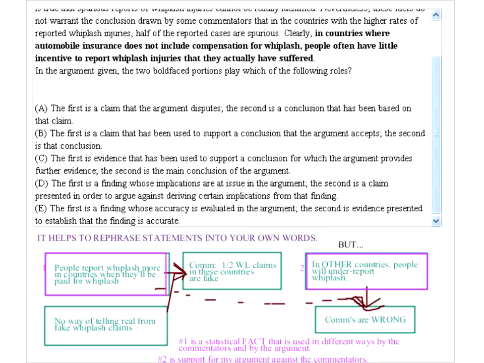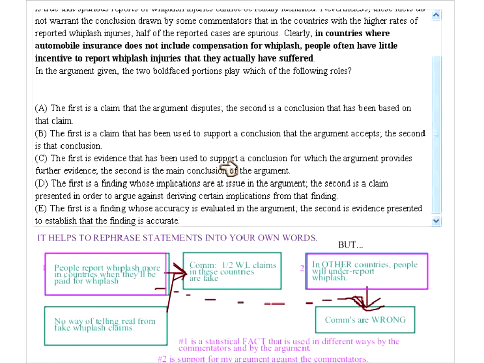So if you go through these choices looking for statements that are similar to these, then, okay, the first is a claim that the argument disputes. It doesn't. I mean, this is taken as fact by me and by the other person. It's a fact that's used by both of us. Claim that's used to support a conclusion that the argument accepts. Well, not really. It's a claim that is mostly used to advance the commentator's claim, which we are absolutely rejecting. So it's not really in keeping with this.